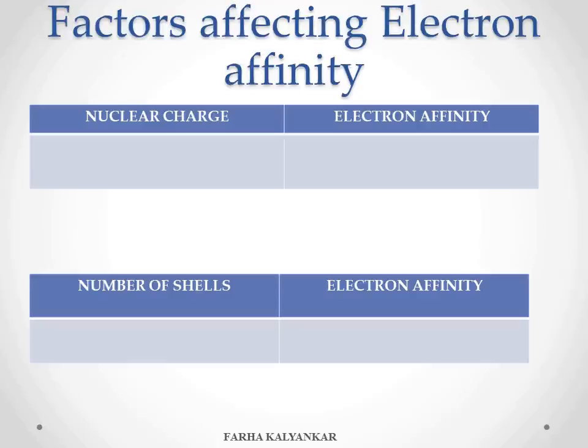The factors affecting electron affinity are nuclear charge and number of shells. As the nuclear charge increases, electron affinity also increases. As the number of shells increases, electron affinity decreases.